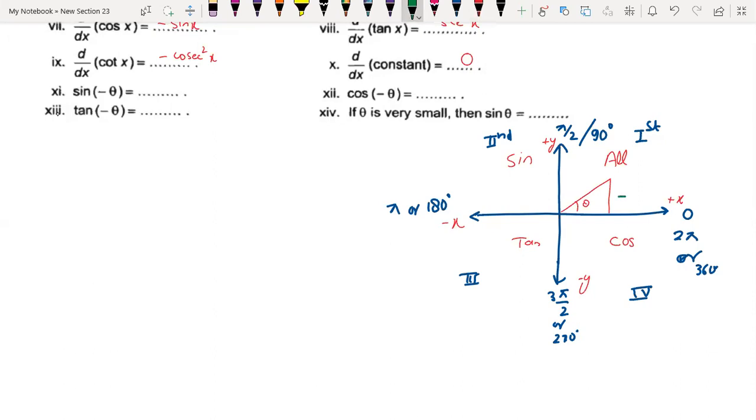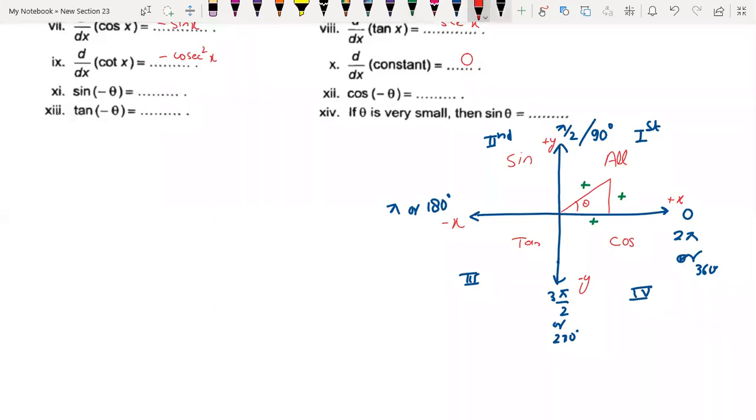In the first quadrant, this perpendicular is positive, base is also positive, so sin is positive, cos is positive, and tan is positive. Hypotenuse will always be positive because it is root of x square plus y square, or root of p square plus b square. Sin theta is perpendicular upon hypotenuse, positive. Cos theta is base upon hypotenuse. Tan theta is perpendicular upon base.